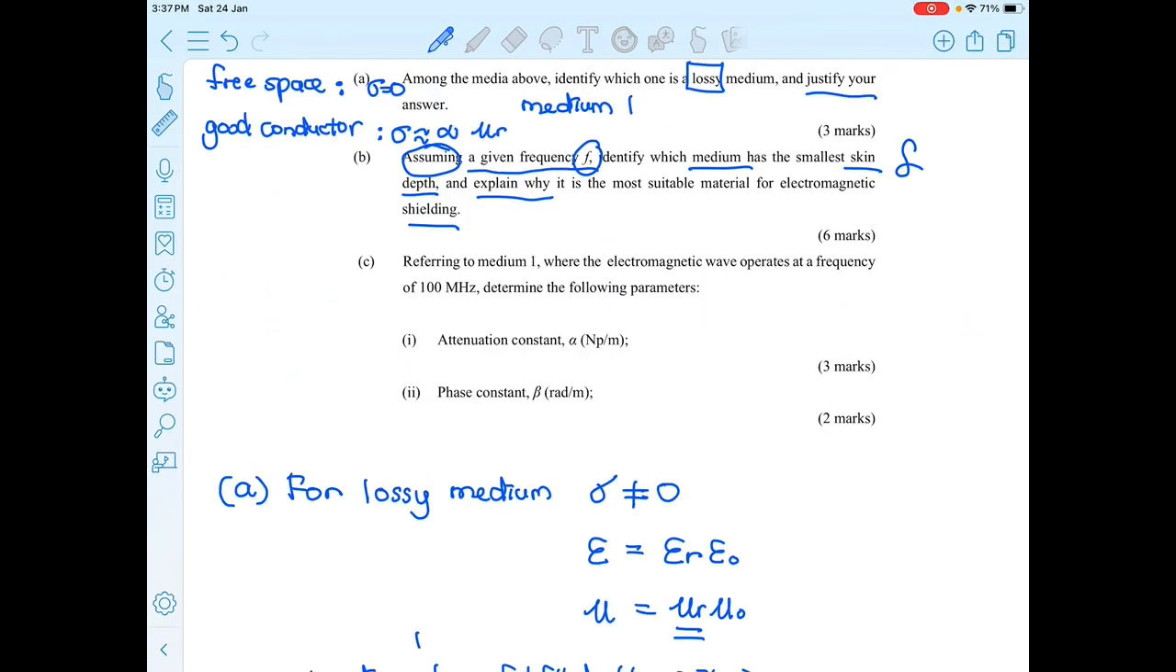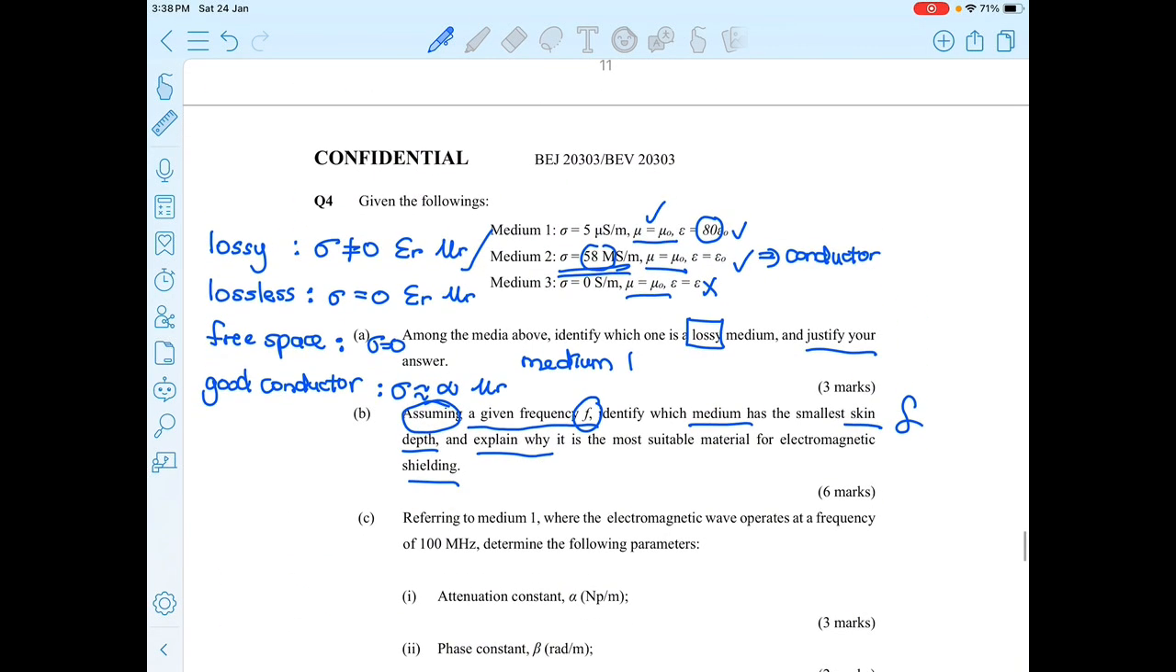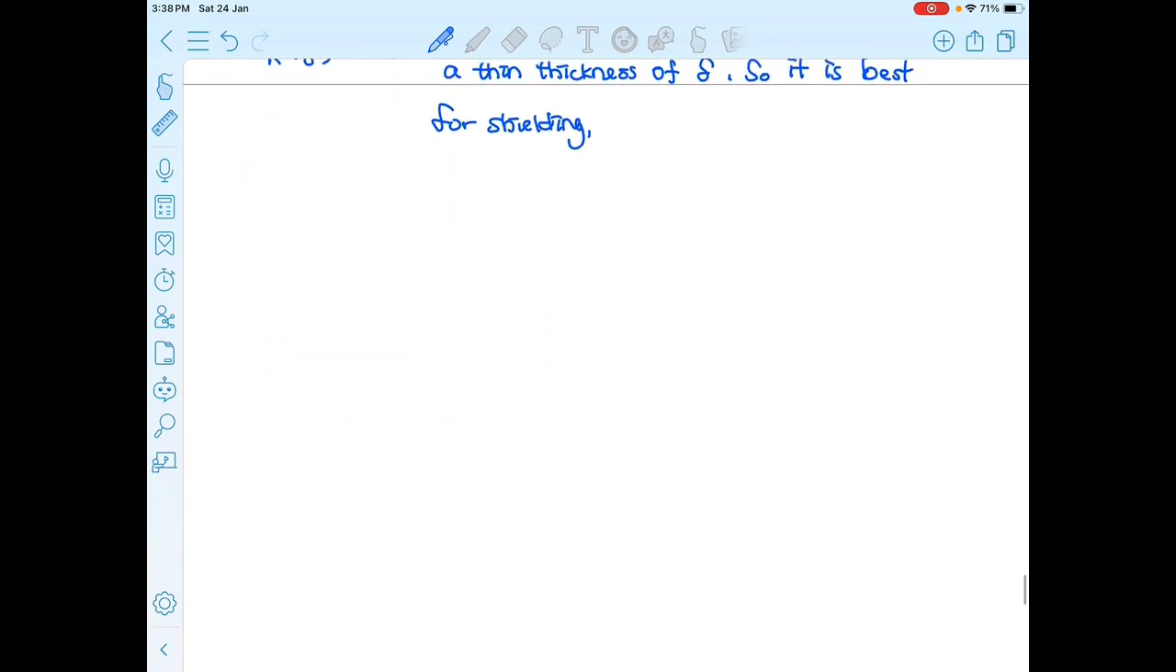Alright, we look at question C. So refer to medium 1. Okay, we know medium 1 is a lossy medium, where the electromagnetic wave operates at a frequency of 100 megahertz. Determine the following parameters: attenuation constant and phase constant. So this one you have to use the equations for lossy mediums, right?